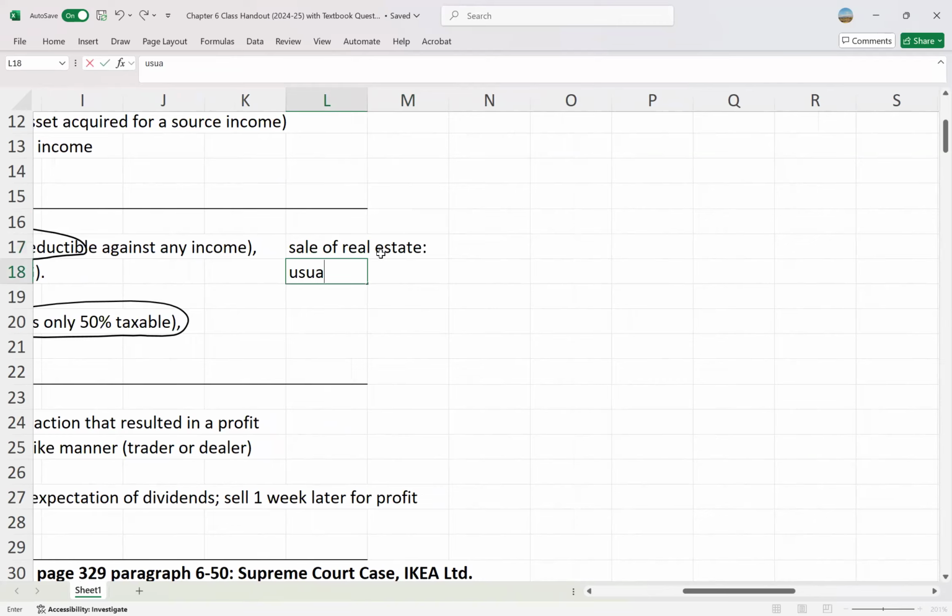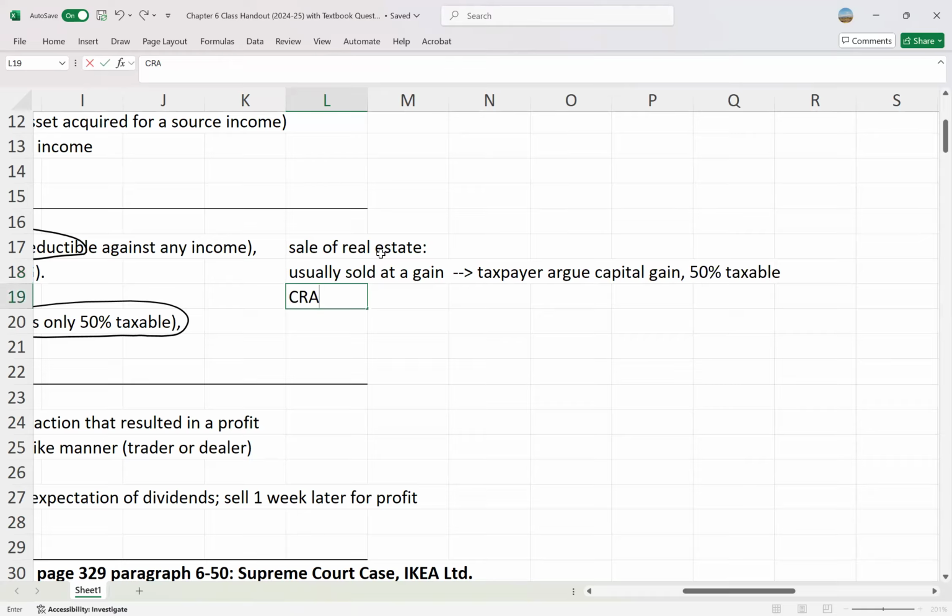Usually real estate will be sold at a gain. Obviously, sometimes it can be sold at a loss, but usually with real estate, the holder will wait until there's a gain before they sell it. So if it's sold at a gain, the taxpayer obviously will argue this is a capital gain, so only 50% taxable.